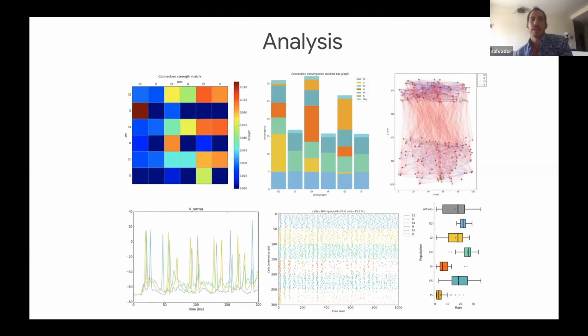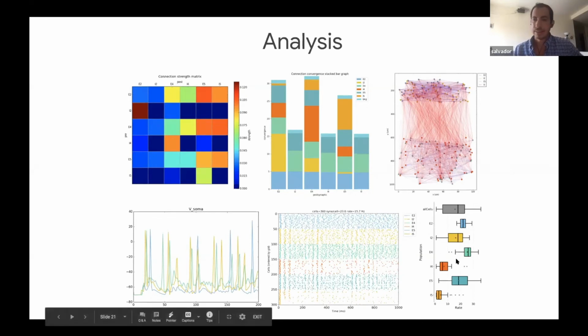This is just an example of the different analysis functions that you can use, different connectivity matrices and ways to represent connectivity, raster plots, traces of different variables such as the voltage or currents, as well as statistics, spiking statistics.